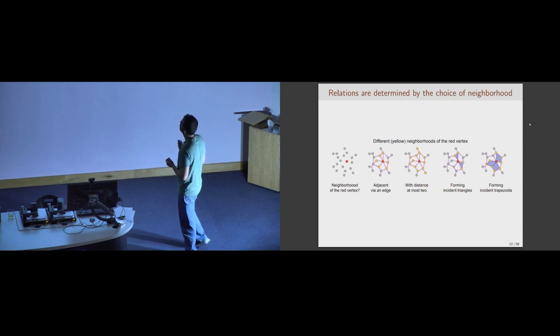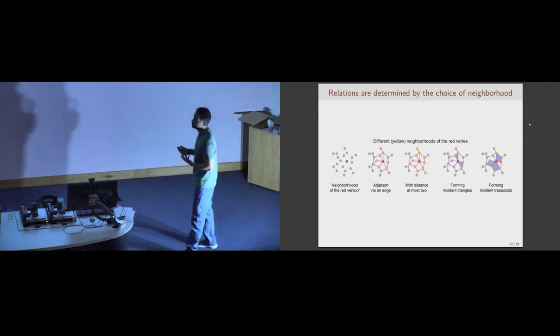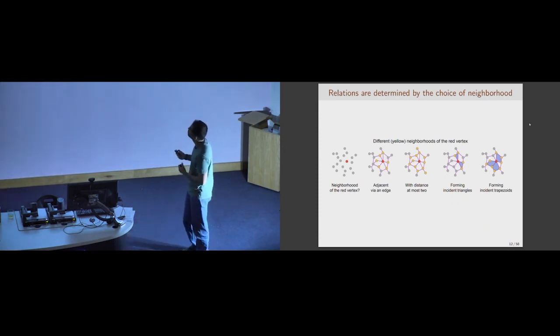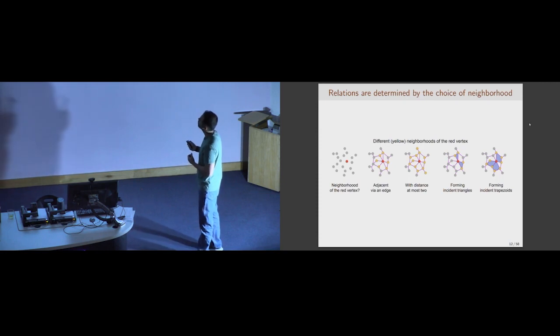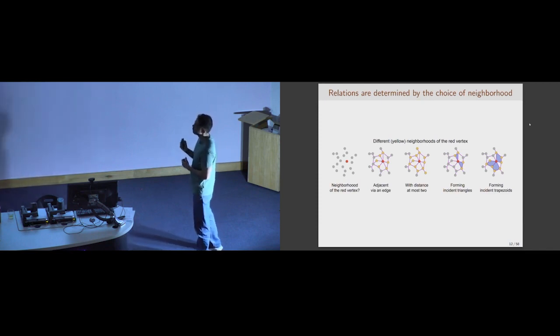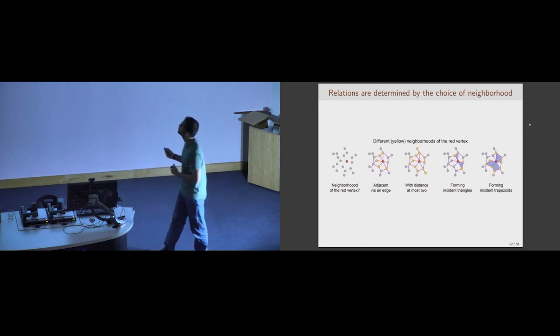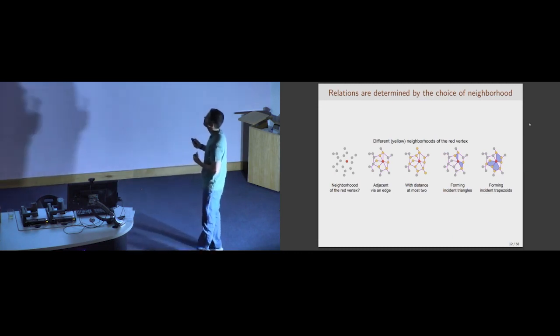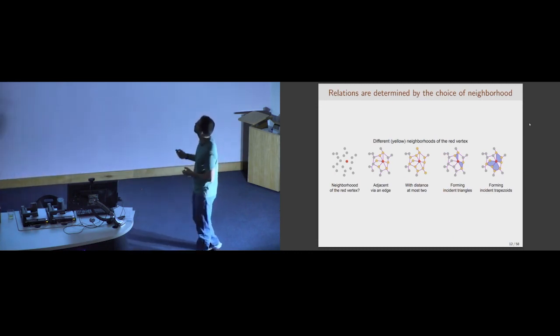There are many different ways indeed to define the neighborhood of the red node, and in this slide I demonstrate 4 of them. One way is to simply pick all the yellow nodes that are adjacent to the red node via an edge. And that makes up a neighborhood.